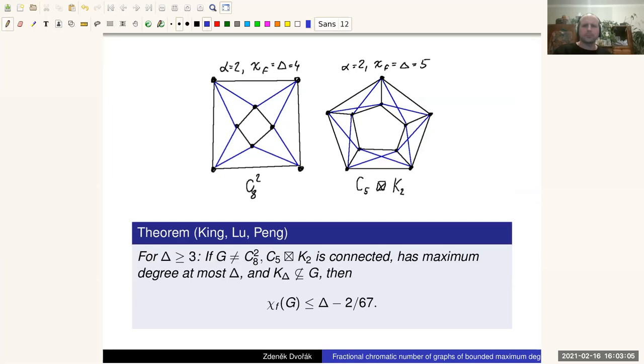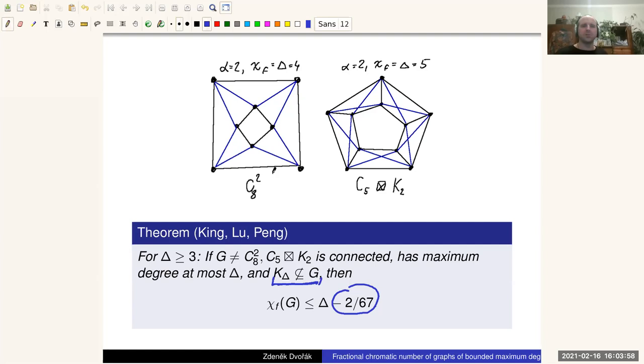Okay, so now back to trying to improve the Brooks theorem, and it turns out that as long as you consider the fractional chromatic number, you can almost always improve on Brooks theorem just by forbidding this clique of size delta. So if I have a graph which is connected, has maximum degree at most delta, and doesn't contain a clique of size delta, you can fractionally color it using strictly less than delta colors, even by some fixed amount, with two exceptions.